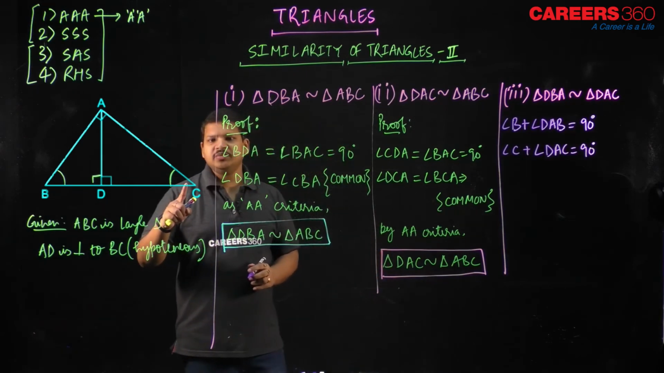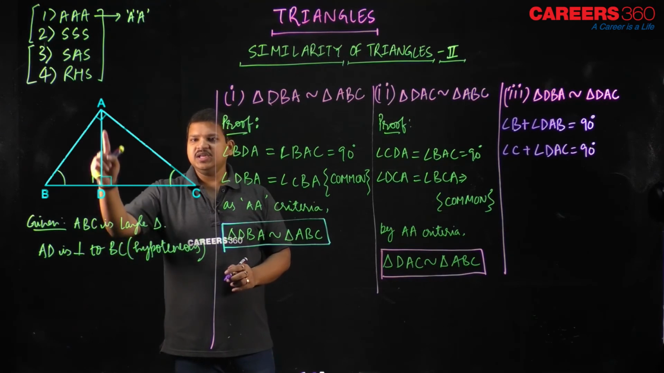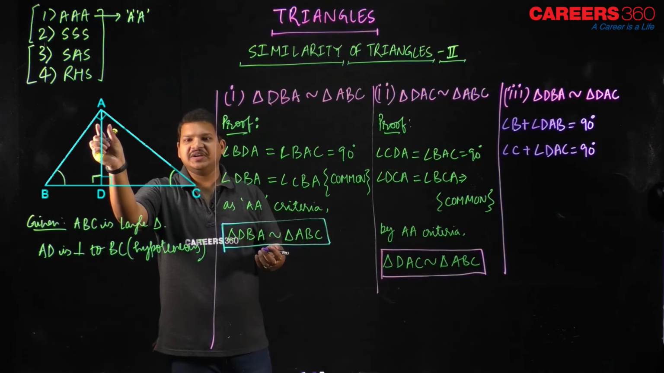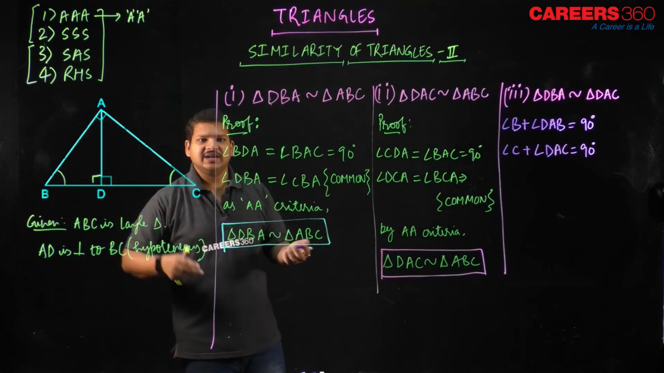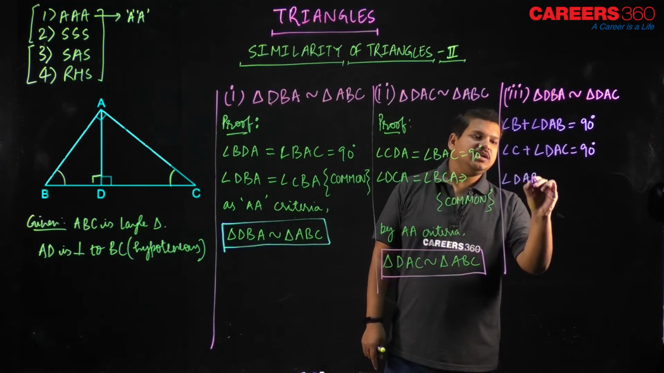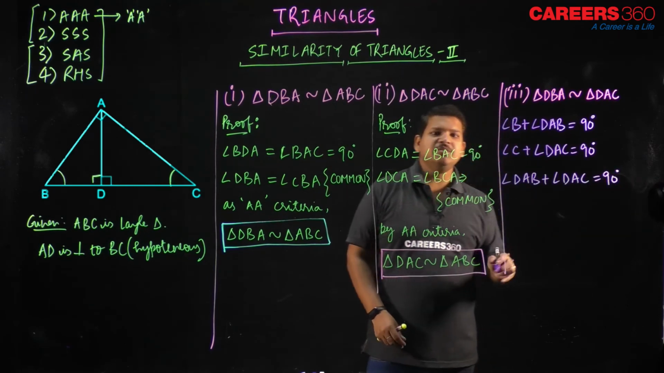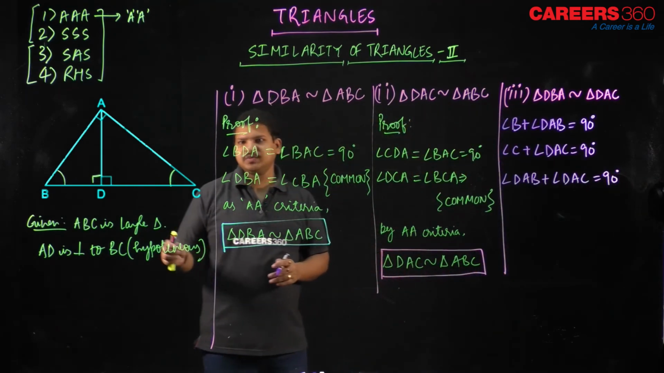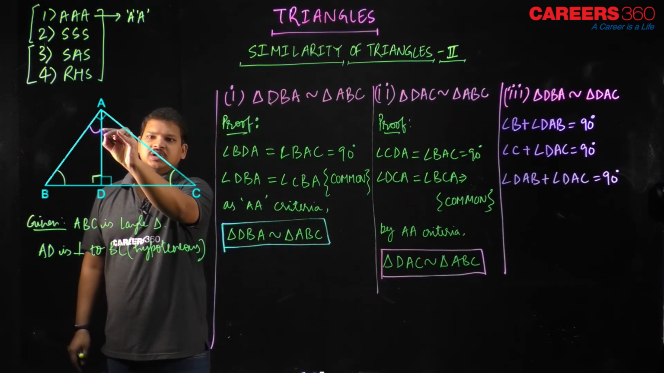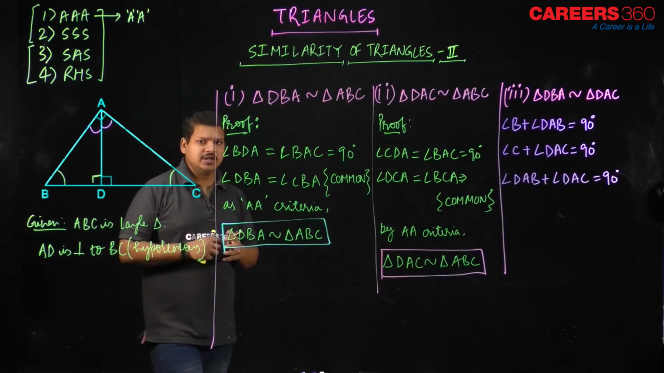And again, I can observe from here that CAD and DAB, these two angles over here, are making a sum of 90 degrees. Why? Because angle A is a right angle. So angle DAB plus angle DAC are already making a sum of 90 degrees. I hope it is pretty much clear to you, right? These two angles are making a sum of 90 degrees already, right?